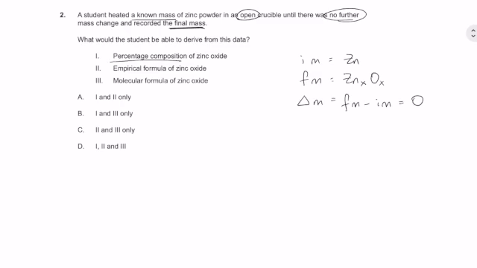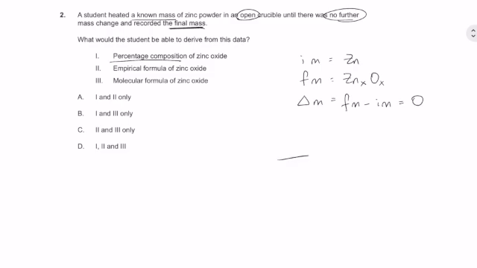So first, percentage composition of zinc oxide. So what is percentage composition? It is the mass percentage of each type of element in the compound. So for example, how much of the total compound is made up of oxygen and how much of the total compound is made up of zinc, and that's measured in mass. So can we find that given the information that we have?